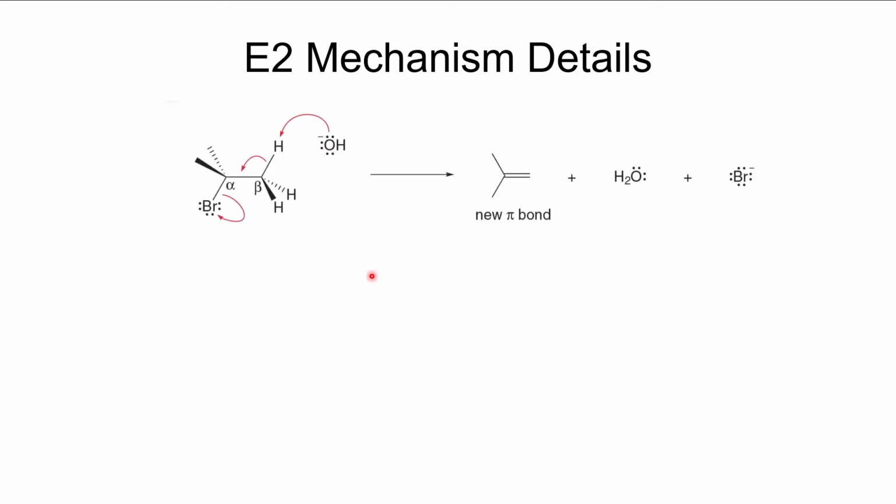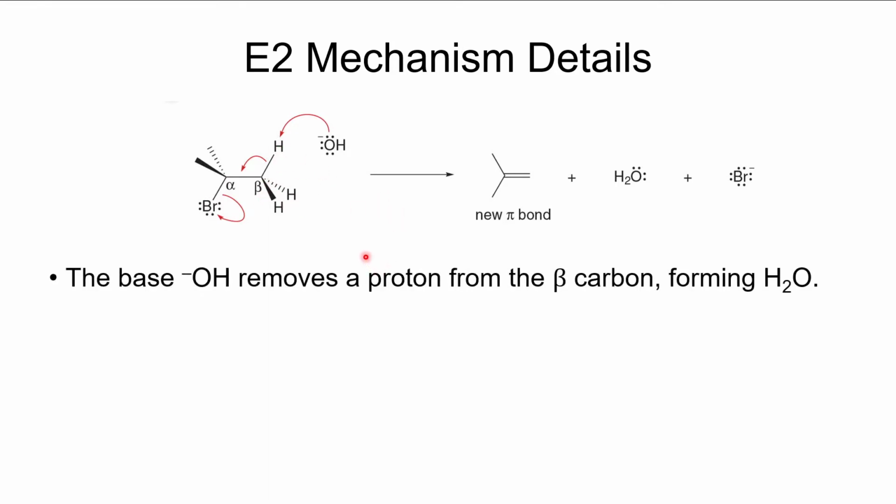So now on to a few details related to the E2 mechanism. All right, so here we've got the arrows drawn. Again, we're going to have 3 arrows. There will be 2 new bonds that are formed and 2 bonds that are broken. One of the new bonds that's going to be formed is the pi bond, and the bonds that are broken are, of course, between the carbon and the halogen, and the carbon and one of the beta hydrogens.